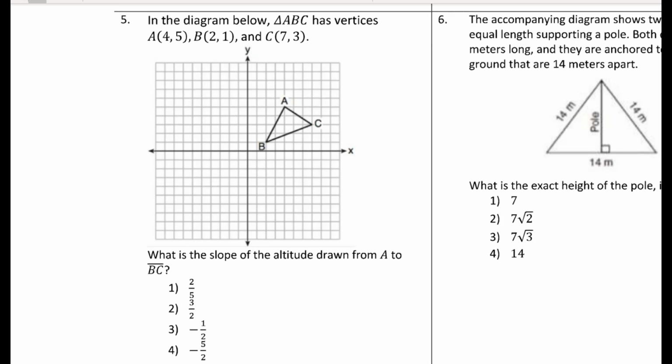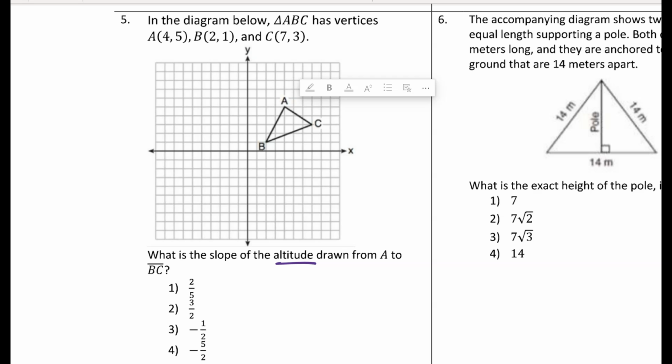For number 5, in the diagram below, triangle ABC has vertices A, B, and C. What is the slope of the altitude drawn from A to BC? Well, remember that the altitude has to be perpendicular to BC. So if I know the slope of BC, I can just find the negative reciprocal.